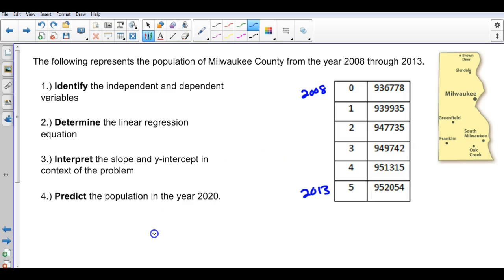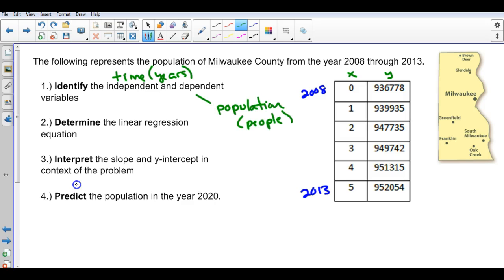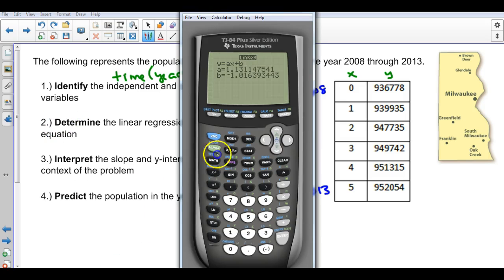So that takes up a huge chunk of population. What I'm going to do first is identify what's independent and what's dependent based on these x and y values. My independent variable is going to be time, and that's going to be measured in years. And what's going to depend on that time is going to be my population, and that's going to be measured in people. So there's my quantities and my units. The next thing we're going to do is go to the calculator and find what our linear regression equation is.